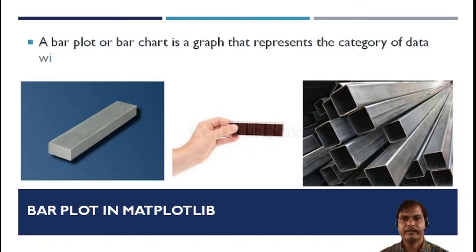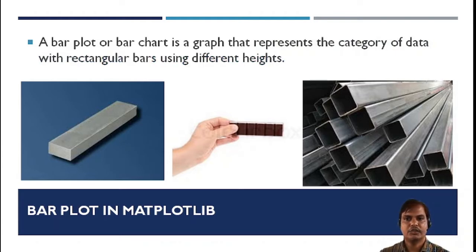The bar graph is nothing but a chart or a plot that represents the category of data. See, all these examples are rectangular bars using different heights. A chocolate has less height compared to this first bar, and the third bar has more height compared to the first two examples. So let us see.